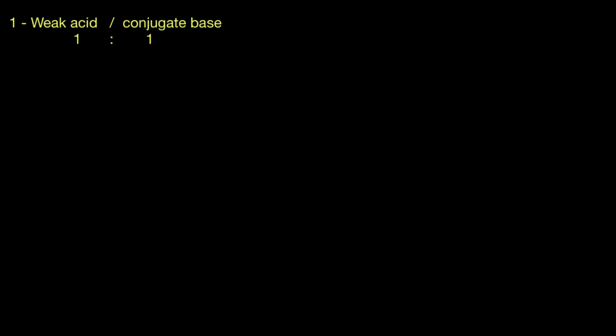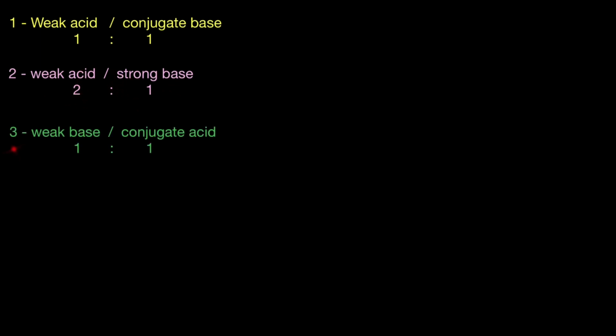Making buffer solution. There are 4 ways of making buffer solution. One of them is weak acid and conjugate base in ratio 1:1. The second way is weak acid and strong base, ratio 2:1. Third, weak base and its conjugate acid, 1:1. Fourth, weak base and strong acid, ratio 2:1.